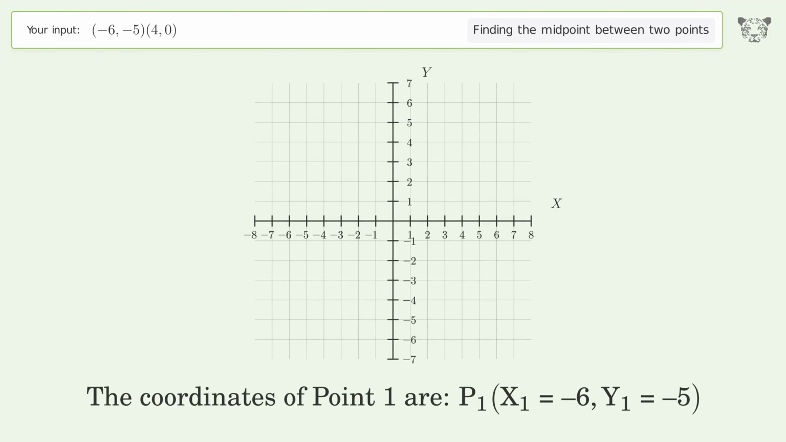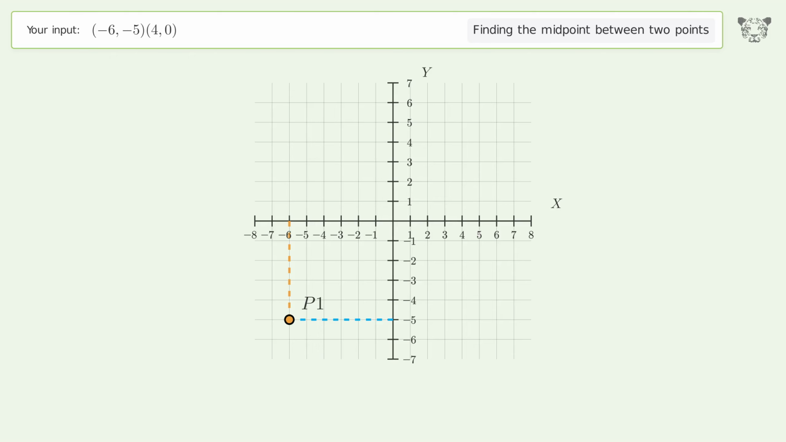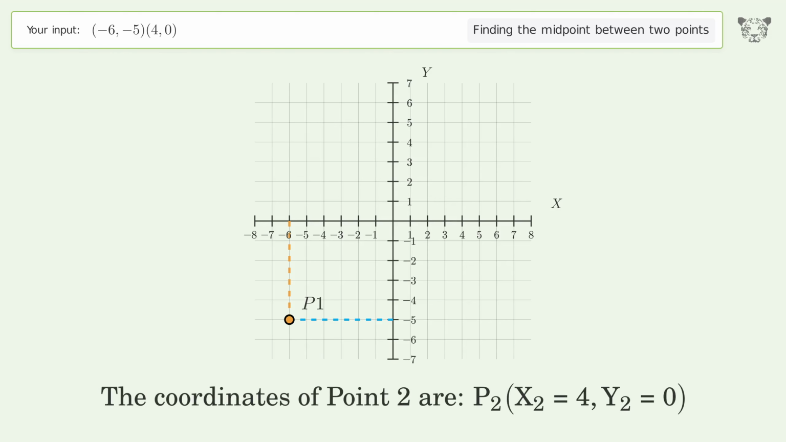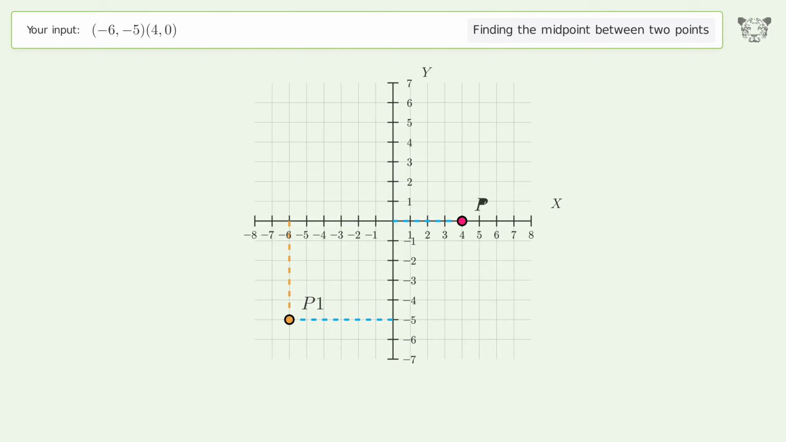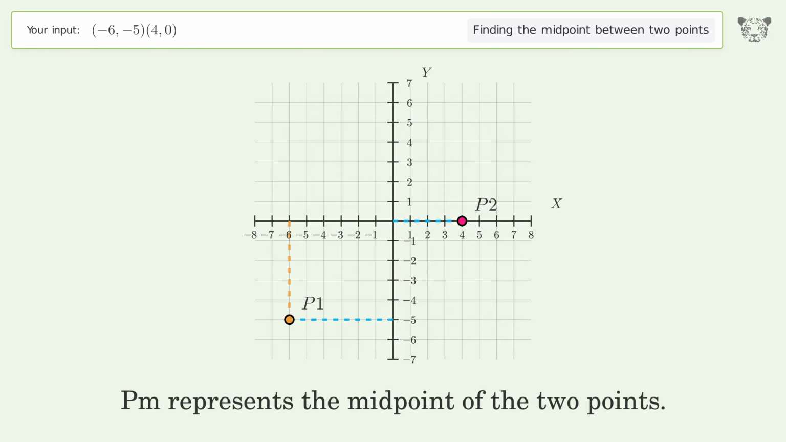The coordinates of point 1 are x1 equals -6, y1 equals -5. The coordinates of point 2 are x2 equals 4, y2 equals 0. PM represents the midpoint of the 2 points.